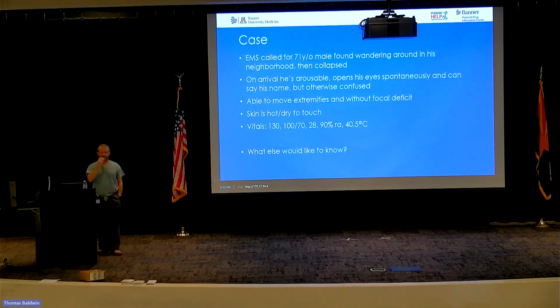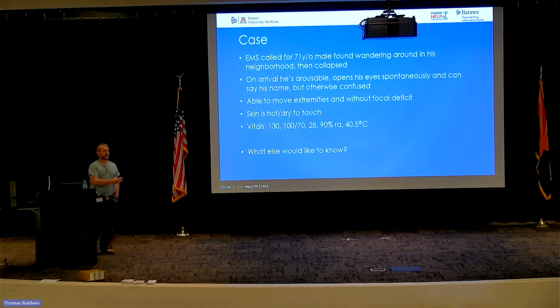So we'll start out with a case here. This is a call that isn't going to be uncommon in the coming months. EMS is called for someone who's found down after wandering aimlessly in their neighborhood, an elderly gentleman. On your initial assessment, he is arousable, is able to answer some very simple questions appropriately, but ultimately still demonstrates some amount of confusion. Let's call him a GCS of 14, give or take. He is able to move all extremities, no focal deficits whatsoever, very dry, warm skin. He's tachycardic, hyperthermic, and borderline hypoxic.